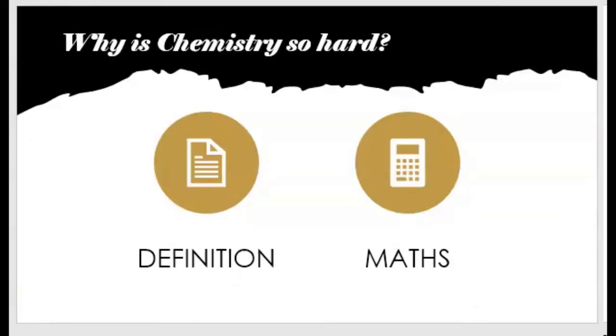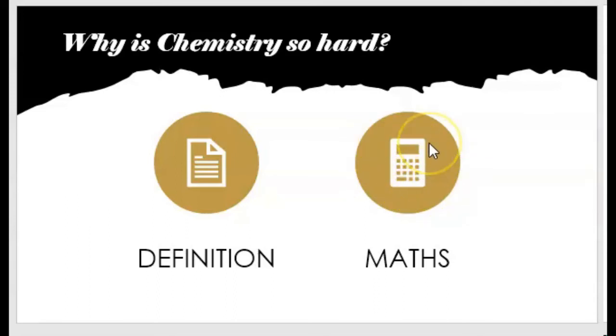Now we can see why chemistry is so hard. All the students are complaining that chemistry is very hard. Why is it so? The only two things that I can see in chemistry are definitions and math. If I ask you what is molarity, you need to define that particular term. So definition is very important in chemistry. The other one is math, that means calculations. If you're doing a numerical problem, you have to apply some equations, and based on that equation you need to find the answer.